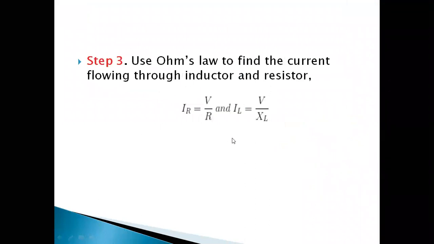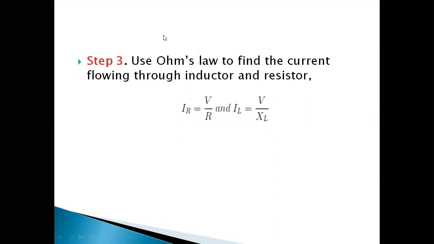Now on step 3, use Ohm's law to find the current flowing through the inductor and resistor. We have to use only simple Ohm's law, and we all know what Ohm's law is: V equals IR. So using Ohm's law, we can find the current flowing through the inductor and resistor.